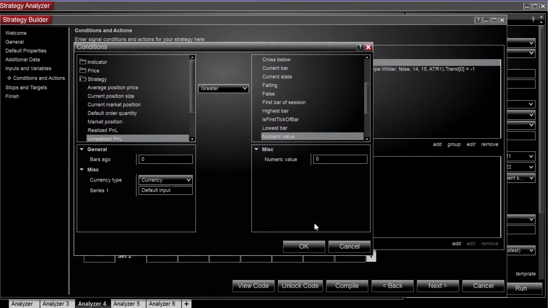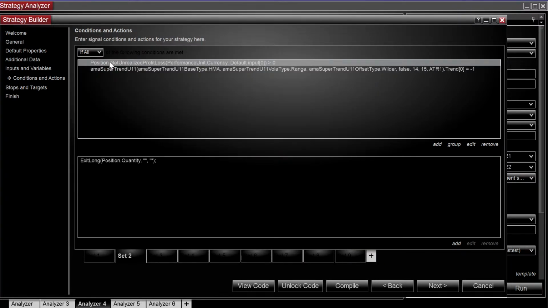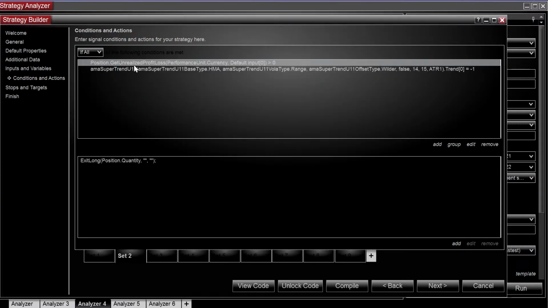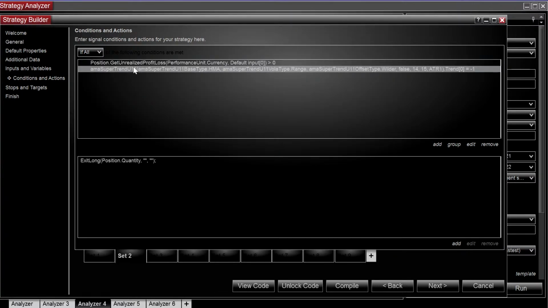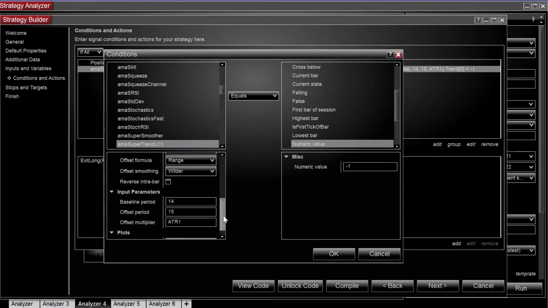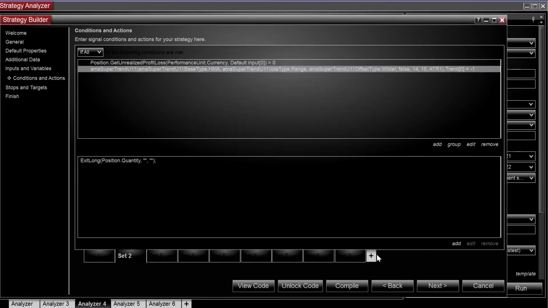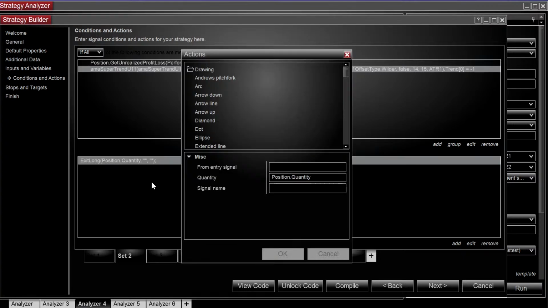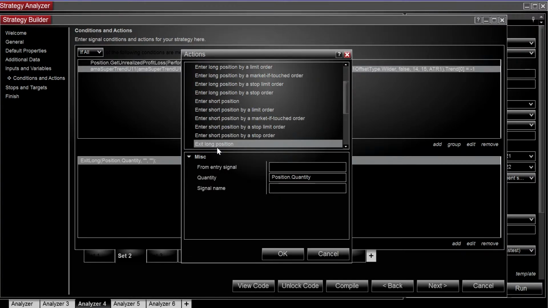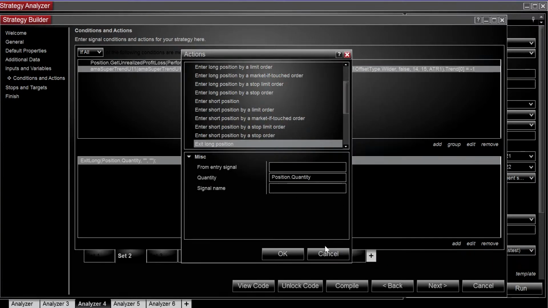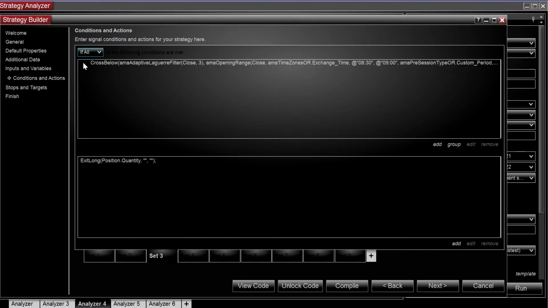So let's do the next set. We have unrealized P&L is greater than 0. And then we have our super trend, same settings as last time, but now trend equals -1. We're going to have exit long position, position quantity. We have to hit set, strategy, current position size. Onto our set 3.